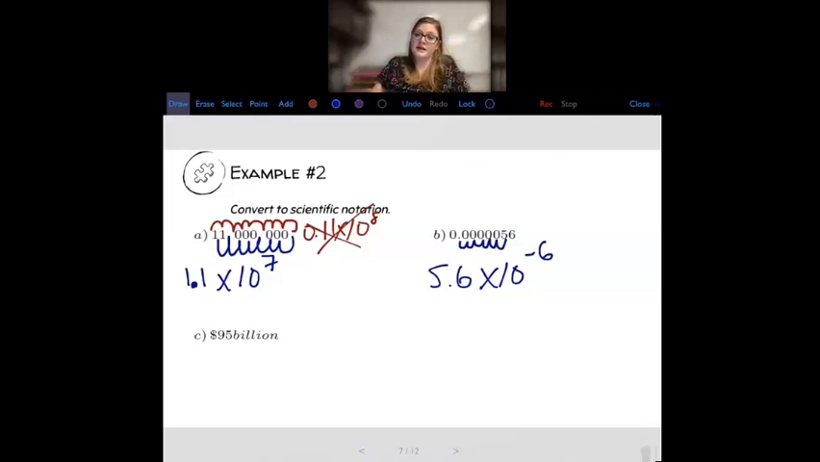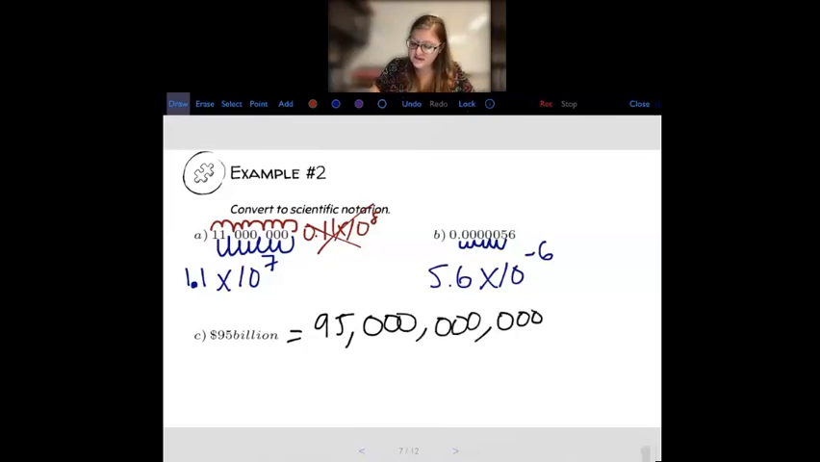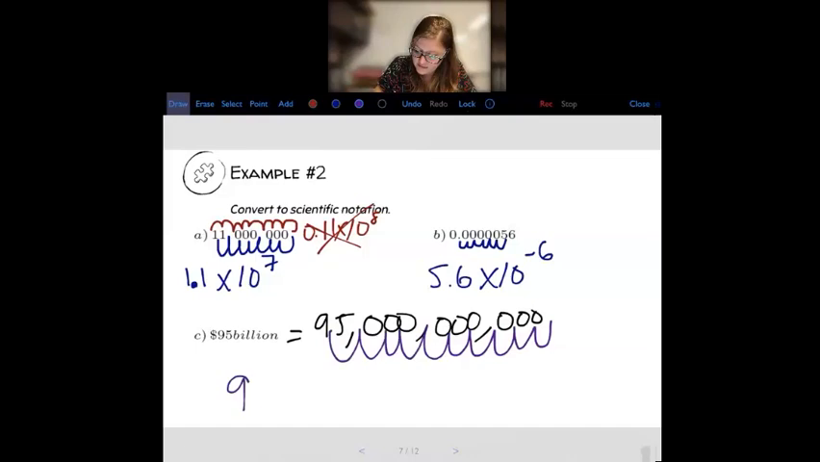For part C, 95 billion, when we have big numbers like this written in millions, billions, trillions, etc., write it in standard notation first, then convert to scientific notation. So 95 billion, I always count down when I'm doing these. So this is billions, millions, thousands, hundreds. Okay, so it's a 95 with 9 zeros. Now we're going to convert this number to scientific notation, and we're going to put the decimal in between the 9 and the 5. So we go 1, 2, 3, 4, 5, 6, 7, 8, 9, 10. So this is 9.5 times 10 to the 10th power.